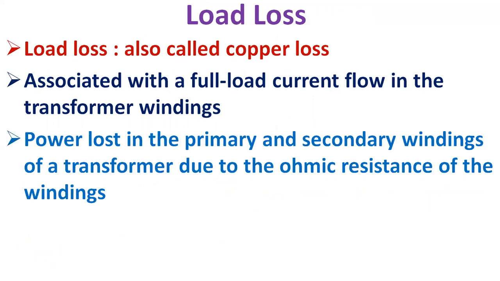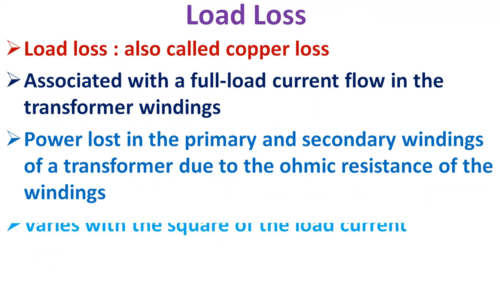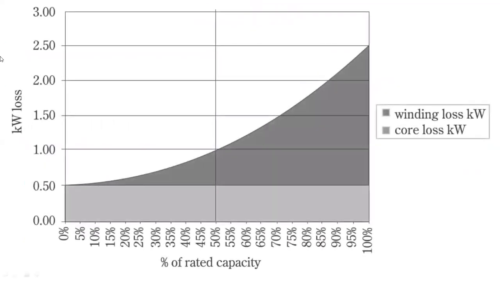Copper loss is also power lost in the primary and secondary windings of a transformer due to the ohmic resistance of the windings. Copper loss varies with the square of the load current, which is nothing but power is equal to I square R. Then let's see the transformer losses as a percentage of load, which are given below.